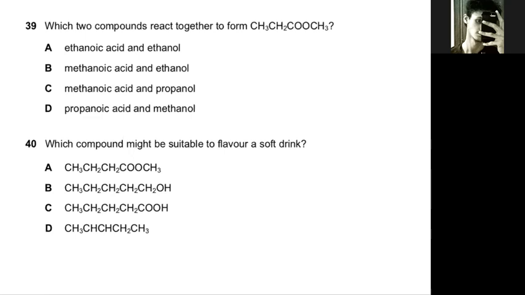B is an alcohol because it has an OH side chain, so B is not the correct option. C is a carboxylic acid as it has a C double bond O H side chain, while D is an alkene, so even D is not the correct option. So A, being an ester, is the correct option.